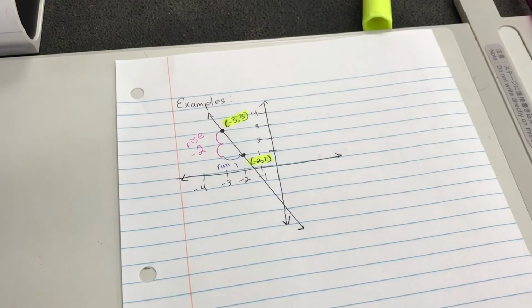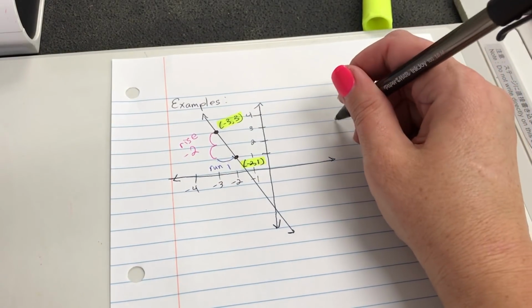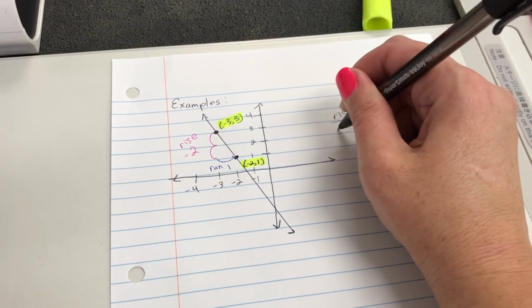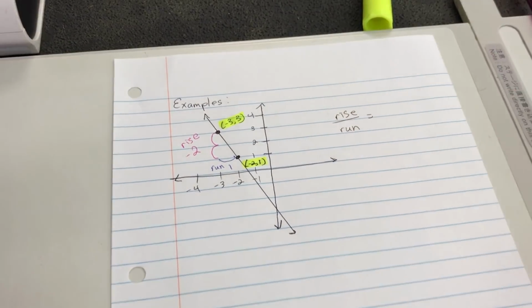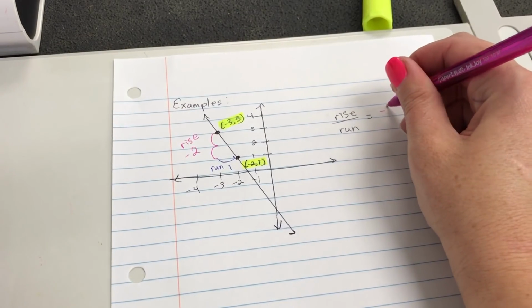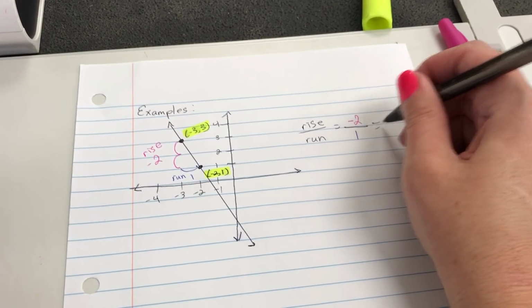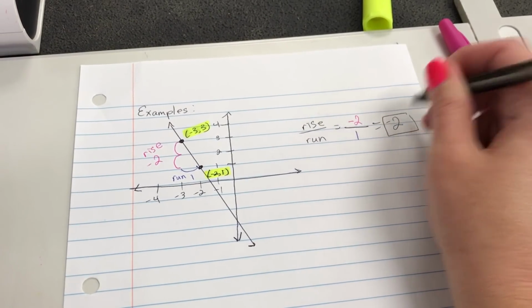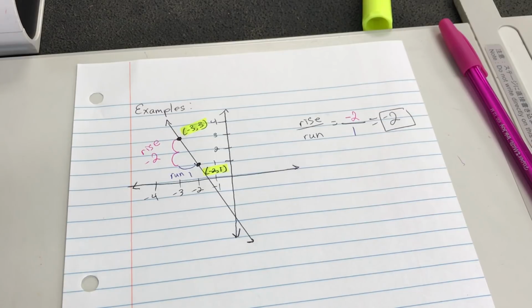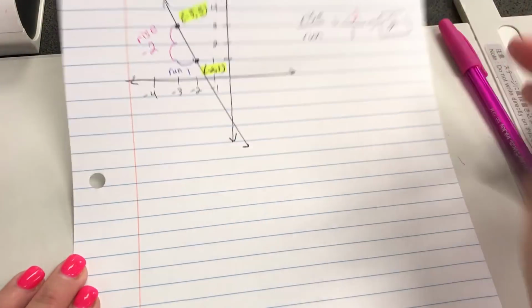All right? So we're going to rewrite this. We say, what is your rise? What is your run? Well, my rise was -2 over my run is 1. So you can leave it like that, or you can simplify it down to -2. All right? Let's do one more.